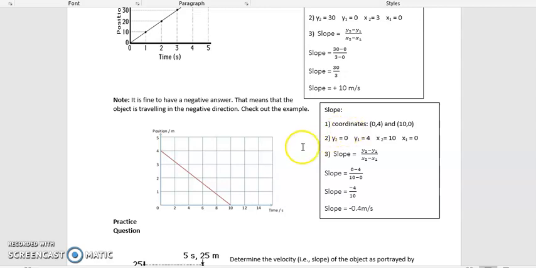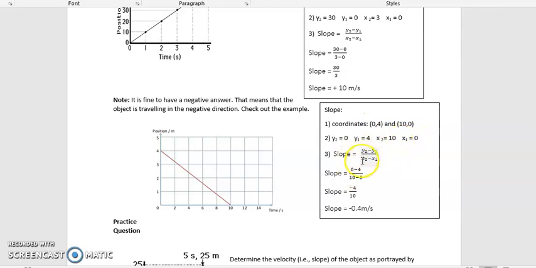So again, let's look at our coordinates. My first coordinate is going to be (0, 4), and my second coordinate I chose as (10, 0). So my x2 and y2 were farther or more rightward on my graph. So again, I wrote out my coordinates, and I wrote out my y2, which is 0, my y1, which is 4, my x2, which is 10, and my x1, which is 0.